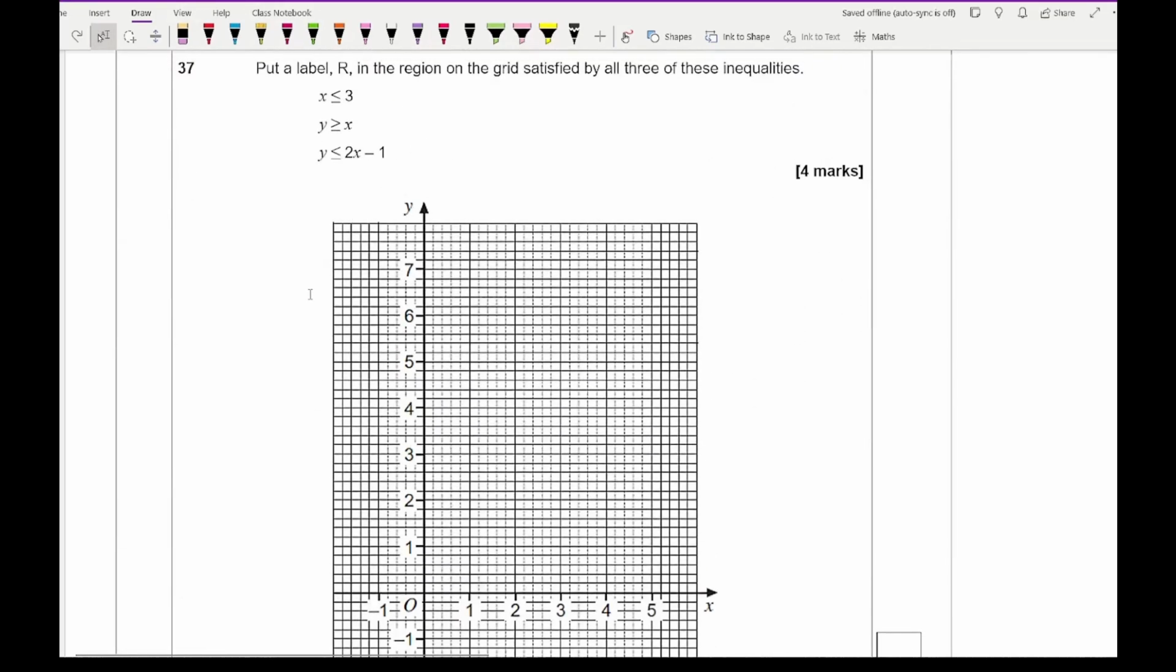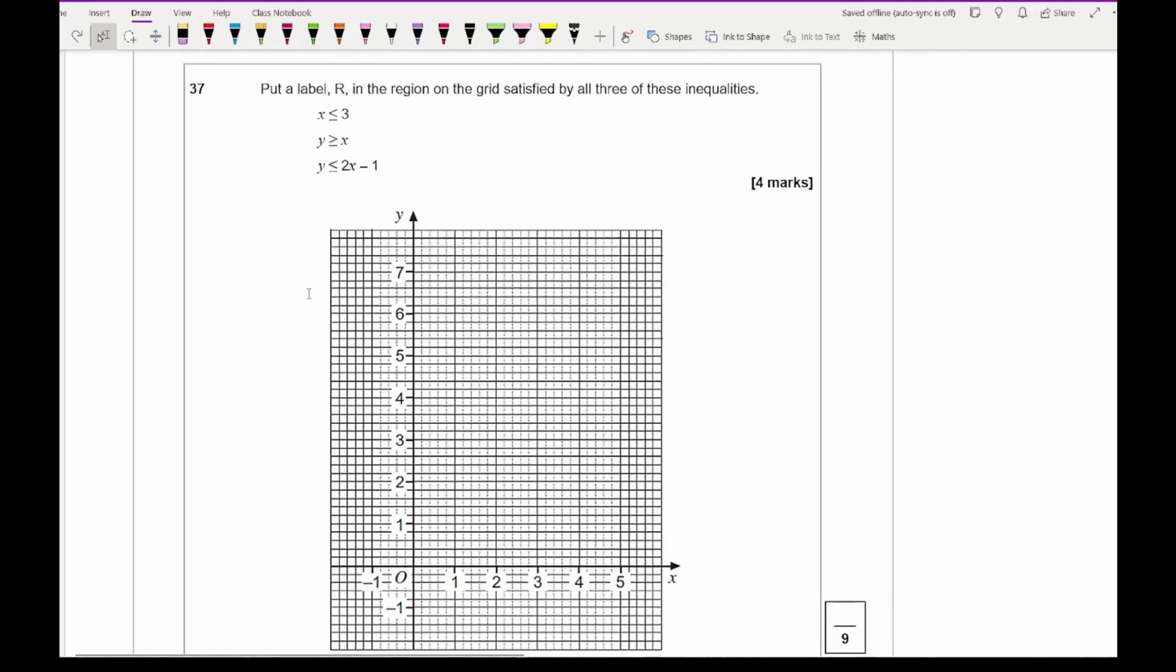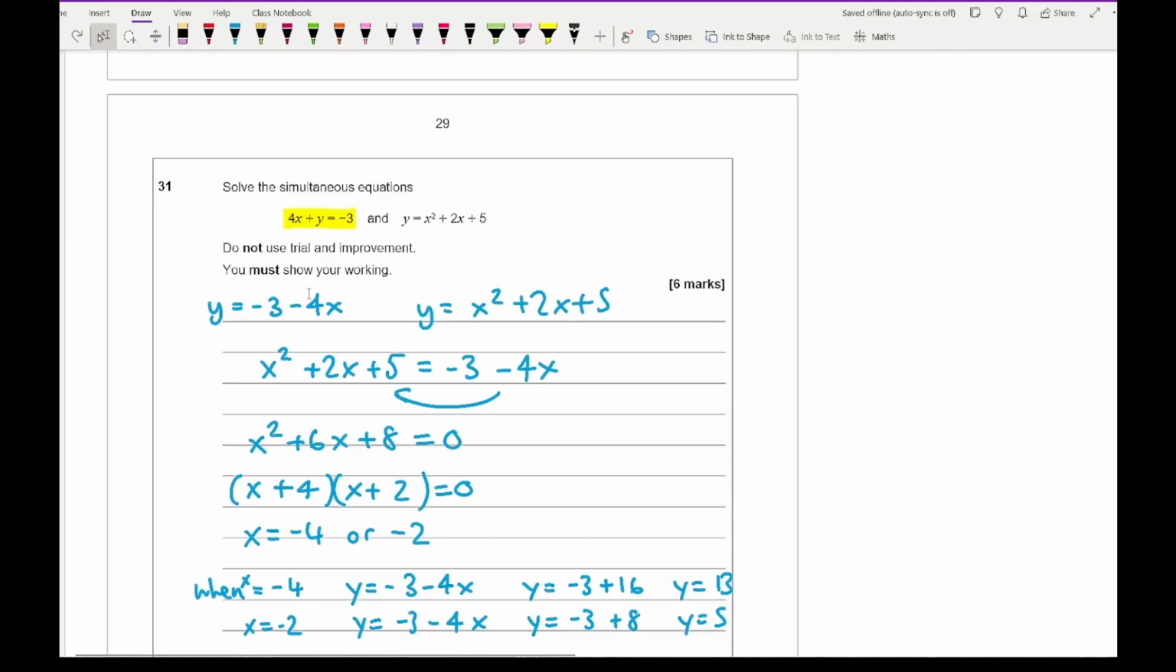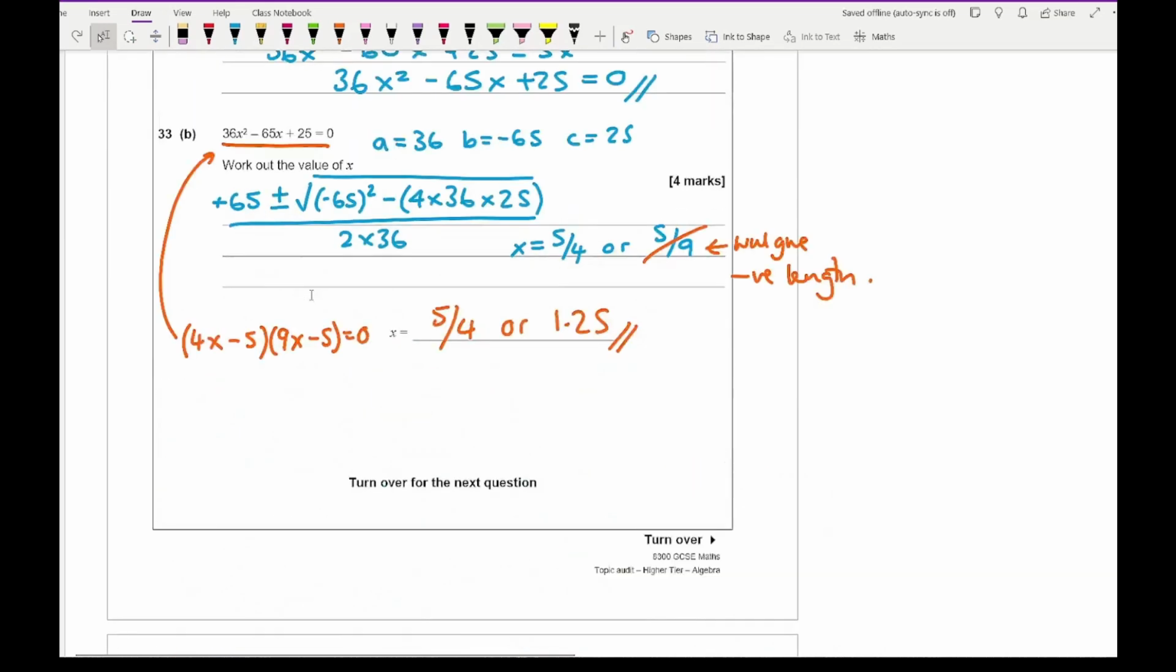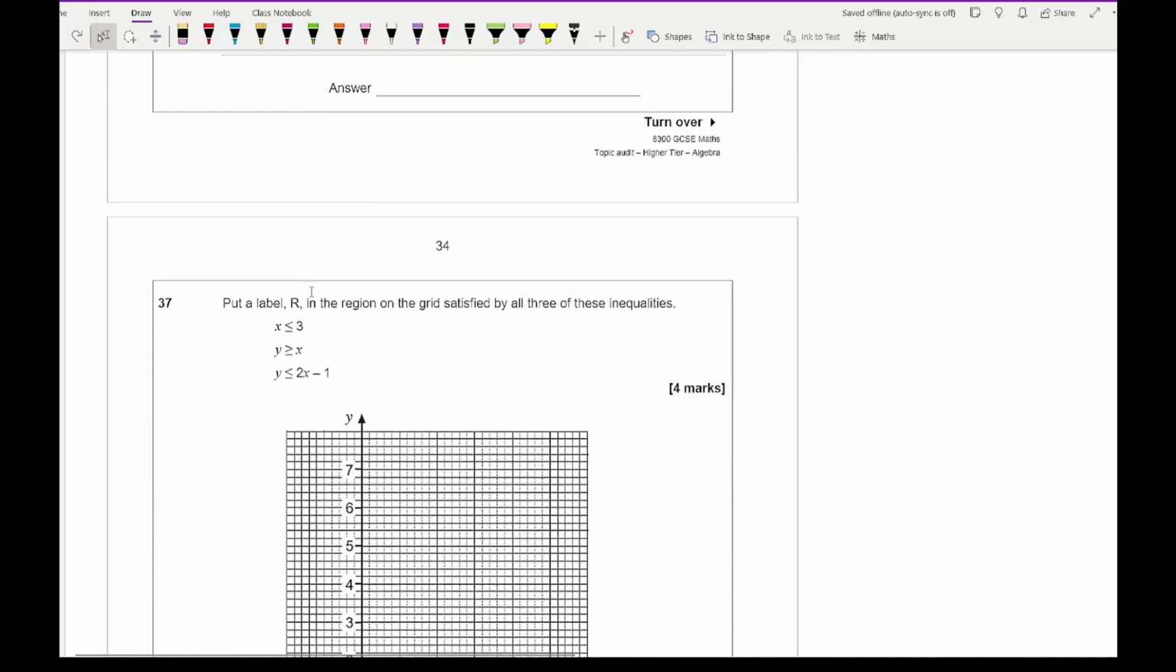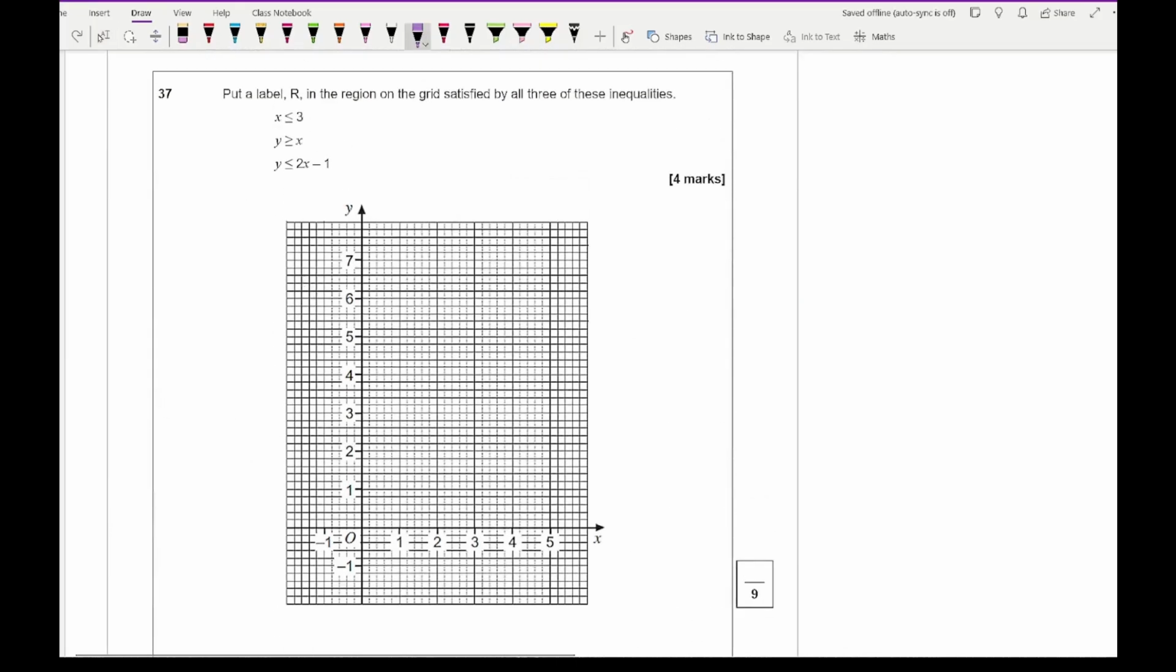Moving on to question 34. So here we look at plotting inequalities. So what we need to do for this particular question, if we go back to it, and there we go, is we then need to plot x equals 3, and I want below the line or to the left. I then need to plot y equals x, and I want above the line. And I then need to plot y equals 2x minus 1, and I want below the line for that one.